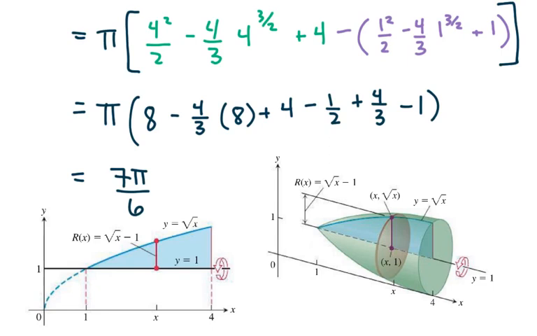So that concludes our video of using the disk method to find the volume of a surface when it's rotated about a line which is not the axis.